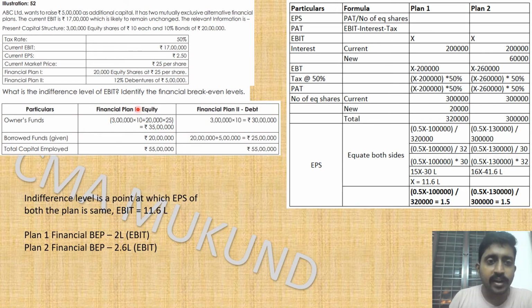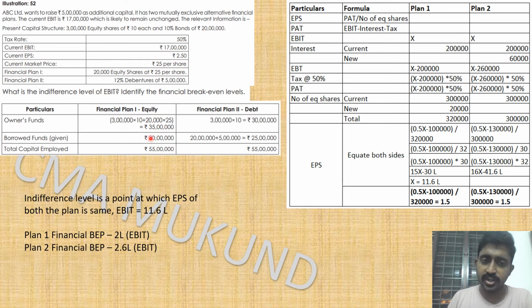Okay, so in plan 1, we already have 3 lakh equity shares of 10 each, which is 30 lakh of equity, and in plan 1 we are going for 20,000 equity shares of 25 each. So 20,000 multiplied by 25 gives you 5 lakh, which is the amount we need. So 5 lakh plus 30 lakh, 35 lakh, is the equity fund, and the 20 lakh debt is going to remain unchanged.